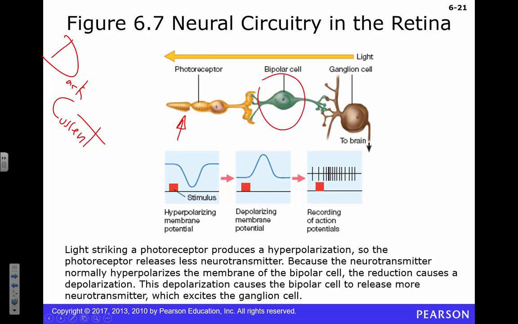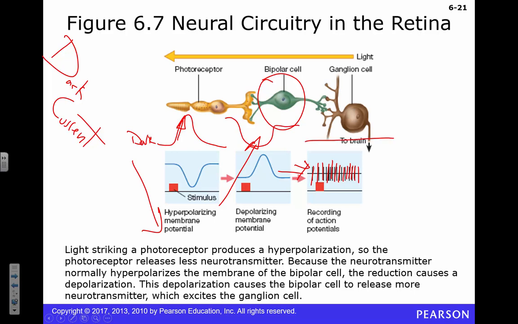Now your bipolar cell knows what's going on, it's fine. When it gets the hyperpolarized signal from the photoreceptor, it actually depolarizes and causes action potentials in the ganglion cell. If this was going the other way, so if this was in the dark, we don't get any.